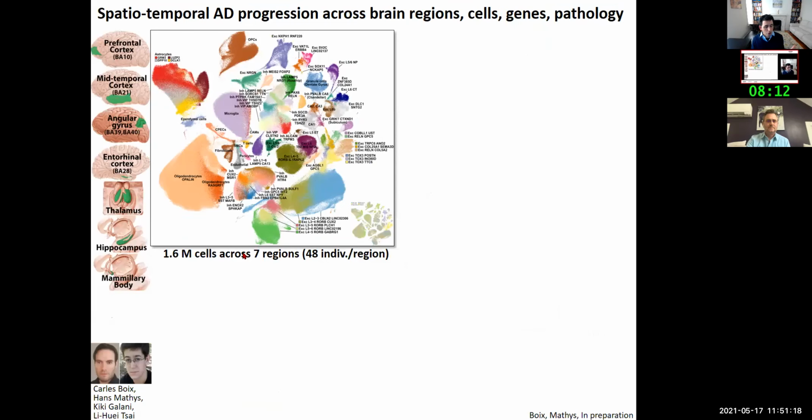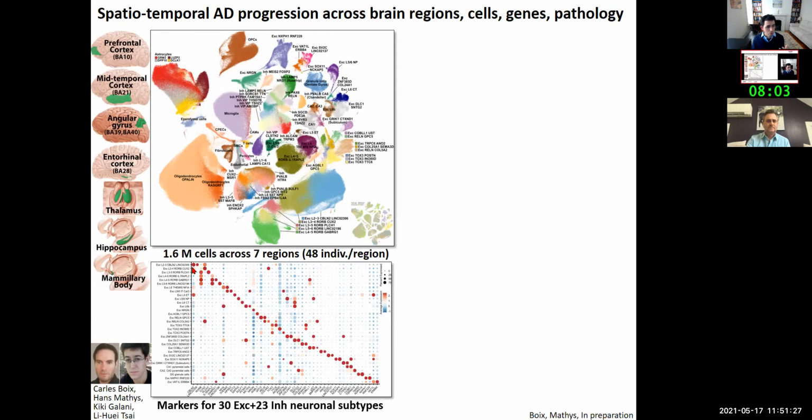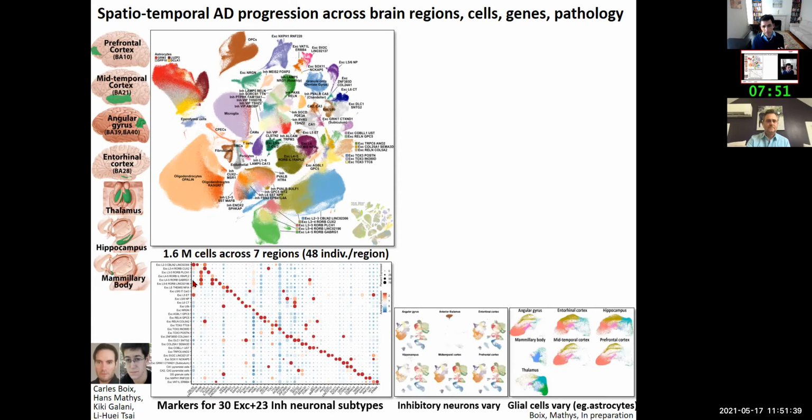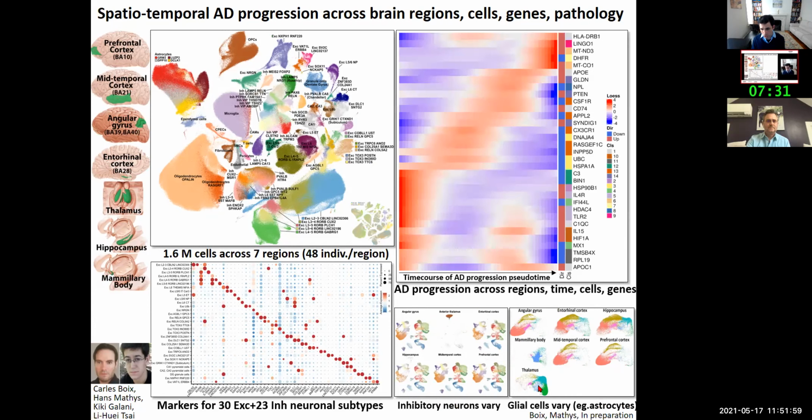And that's exactly what we found for brains of female subjects. We have since expanded to 1.6 million brain cells across 7 different brain regions, each in 48 individuals, giving us access to marker genes for more than 30 excitatory subtypes and 23 inhibitory subtypes across prefrontal cortex, midtemporal cortex, angular gyrus, entorhinal cortex, thalamus, hippocampus, and mammillary body. We found that neurons vary dramatically across these different brain regions, especially excitatory neurons, but also inhibitory neurons. But dramatically, we found that glial cells also vary greatly. Here are astrocytes, where in the prefrontal cortex, they show very different signatures from mammillary body or thalamus astrocytes.